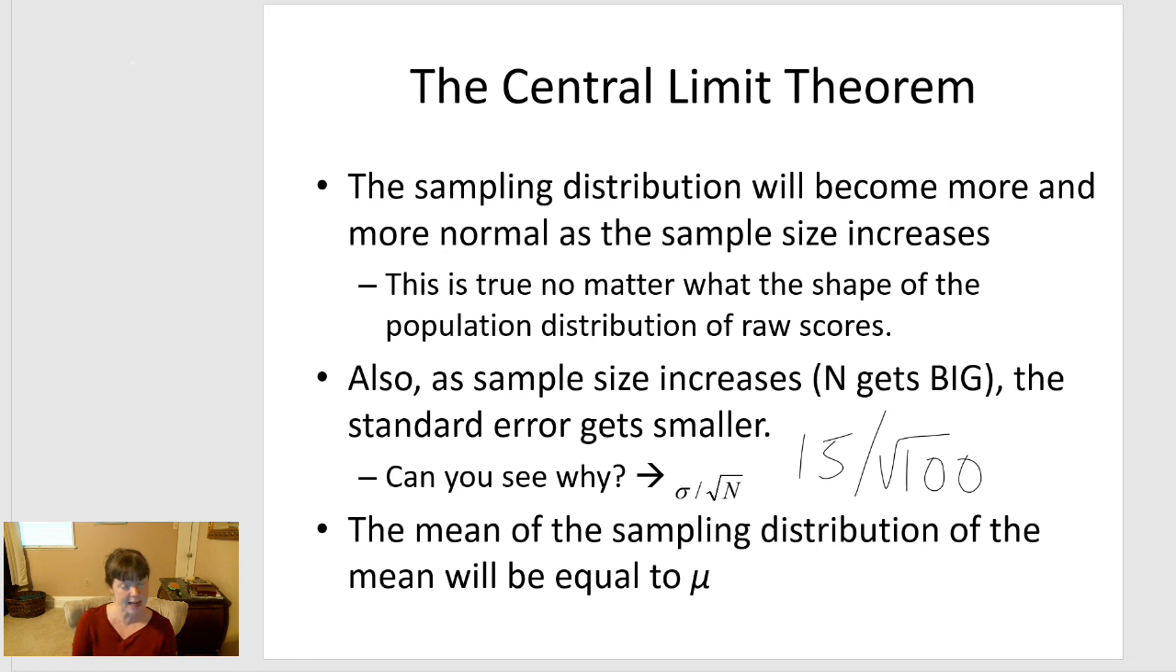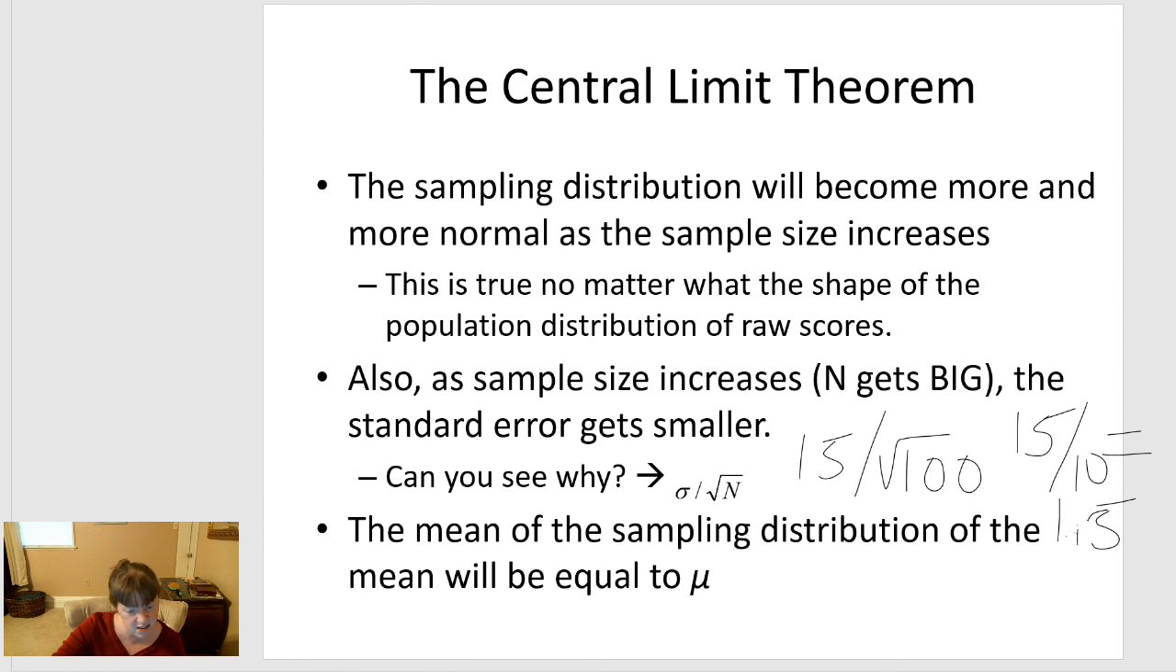Now I have a brand new sampling distribution. Now each one of my sample averages has 100 people in it. And so now standard error for my infinite number of averages is going to be 15 over 10, or 1.5. So because there were more people in each sample, standard error got smaller, right? When you divide by a bigger number, the whole thing gets smaller, right?